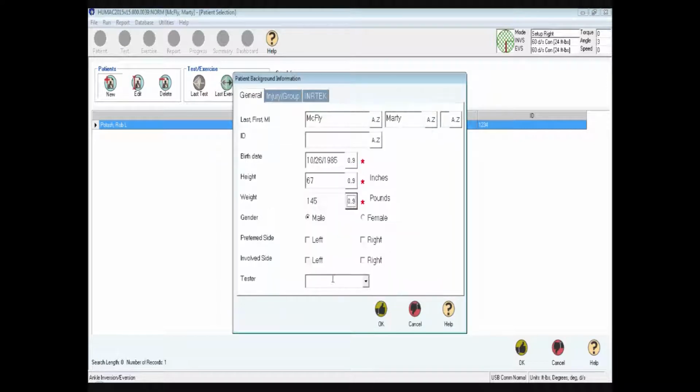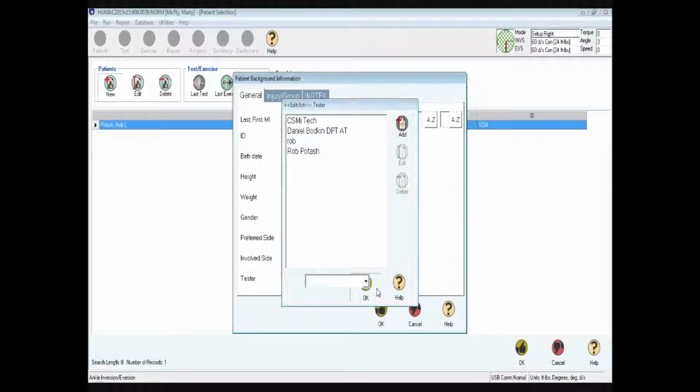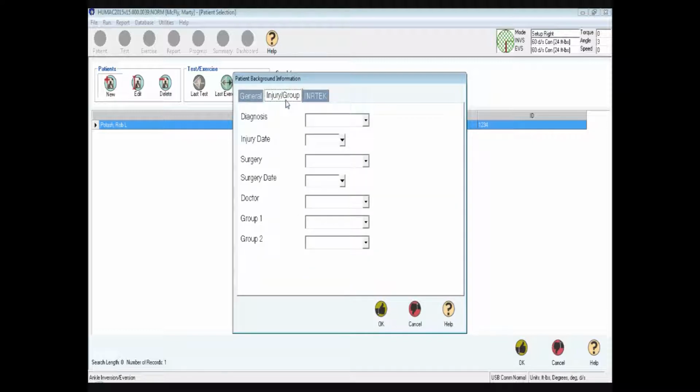Next, select the patient's gender, preferred side, and involved side. For tester, click on the drop-down menu. Go to the bottom of the list for Edit List, click on the Add button, and type in your name with your credentials. Click OK on both screens, and then select your name from the drop-down menu. Now let's go back to the top of the screen and click on the Injury tab.